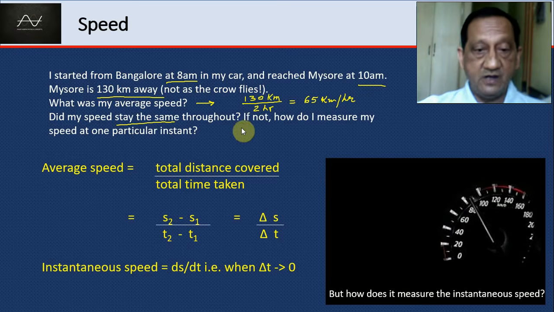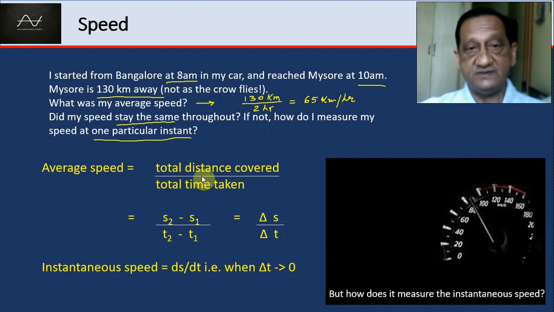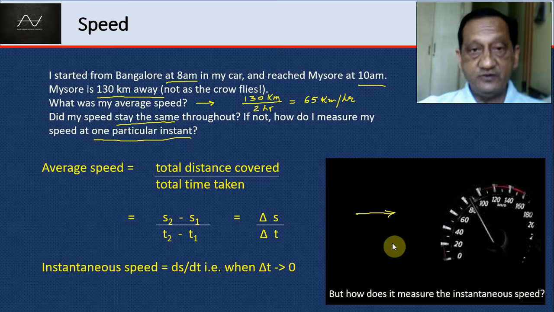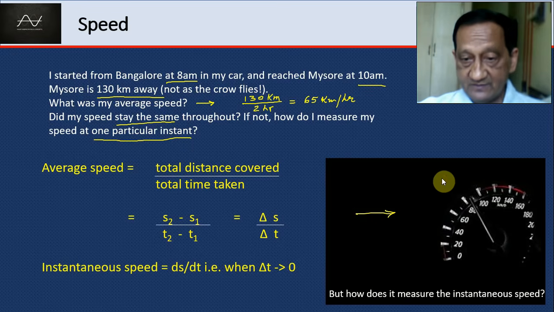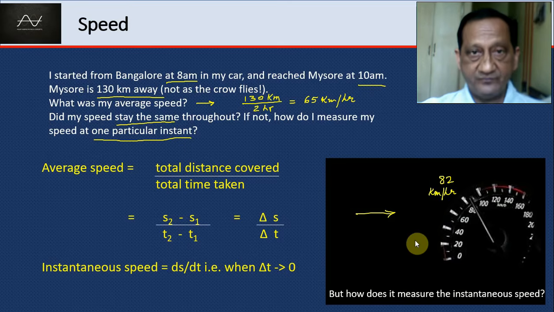Question is, how do I measure my speed at one particular instant? For that, I look at the speedometer. The speedometer of the car tells me right now it is telling me 82, right? The needle is showing 82. It means that my speed right now is 82 kilometers per hour. Right now, I may increase or decrease it depending on the traffic conditions. But right now, my speed is 82 kilometers per hour.